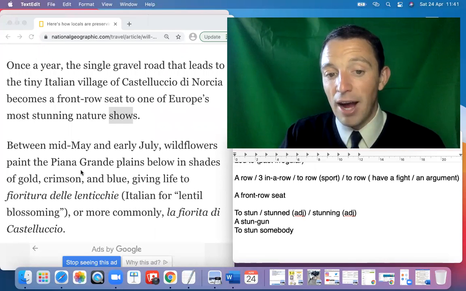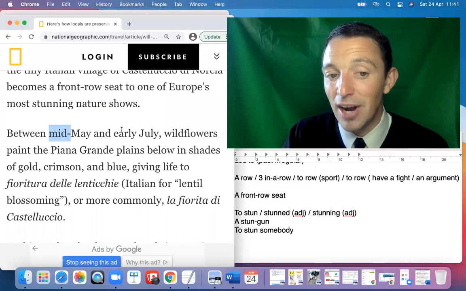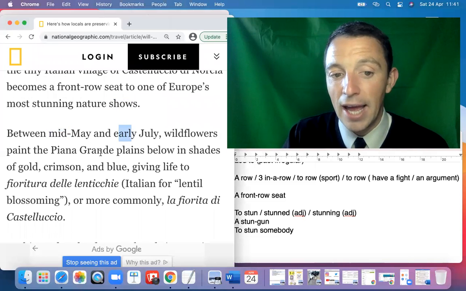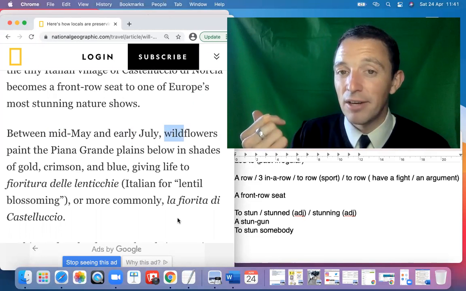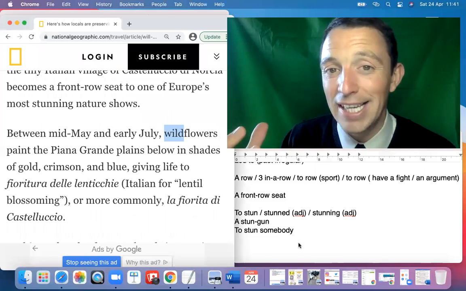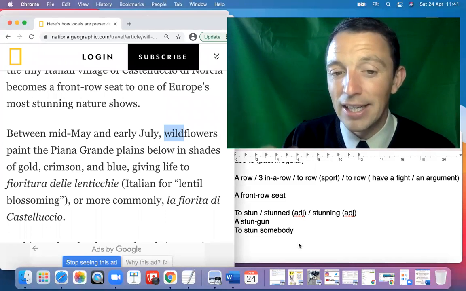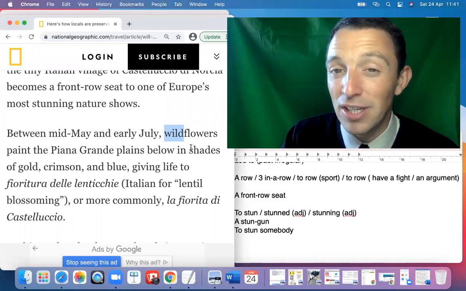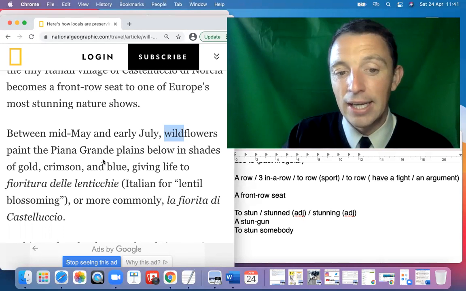In the next paragraph, I don't think there's too much difficult vocabulary. Mid, May, it's in the middle. Early, no problem. Wild flowers. So wild is a good adjective. For example, a wild dog, a wild person is possible, like a crazy person. The weather is wild, it's dramatic. So here, it's the wild flowers, like the natural flowers that grow in the wild.